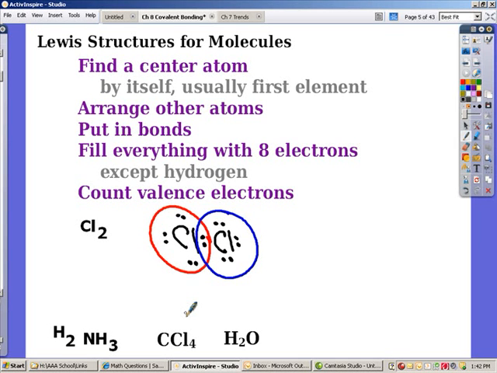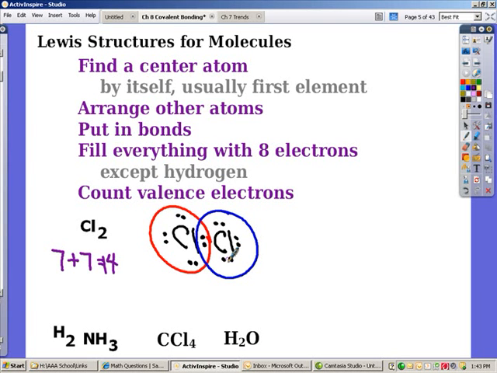Last step here, let's count up the valence electrons and make sure that we have the right number of electrons. Well, each chlorine started with 7 electrons apiece. So 7 plus 7, that's 14 electrons that were brought to this molecule. I can't have any more or any less than 14 electrons. Otherwise, there'd be missing or extra electrons in this molecule. How many do we have? 2, 4, 6, 8, 10, 12, 14. I do have the right number of electrons.